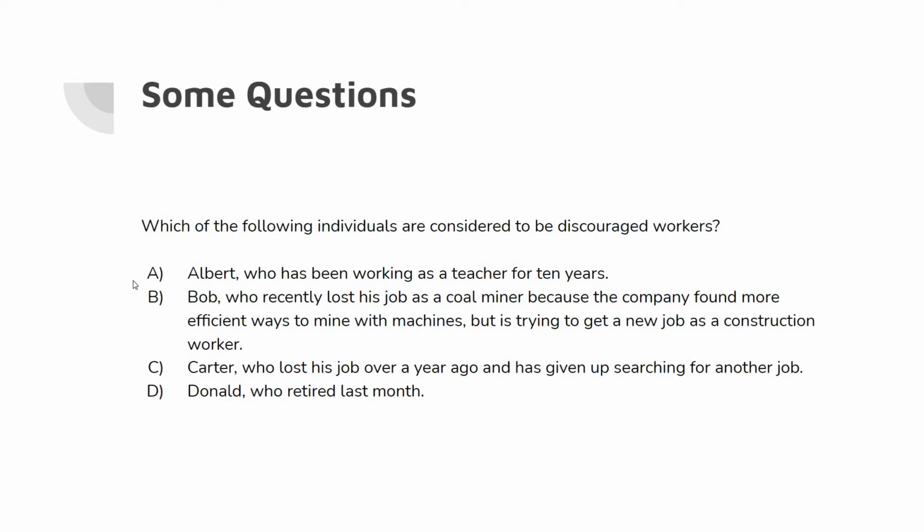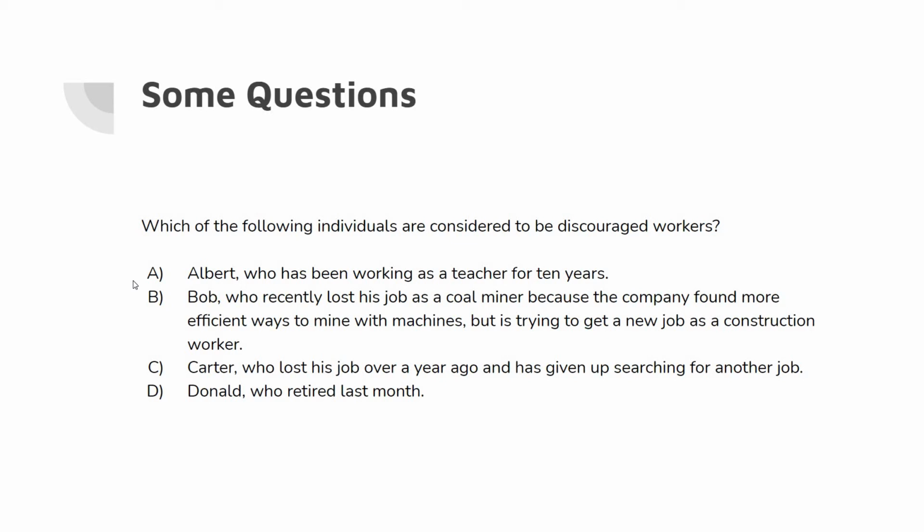We have some questions. So we have, which of the following individuals are considered to be discouraged workers? So we have Albert, who has been working as a teacher for 10 years. Well, it sounds like Albert is still employed, so he is not discouraged. We have Bob, who recently lost his job as a coal miner because the company has found more efficient ways to mine with machines, but is trying to get a new job as a construction worker. Bob sounds like he is unemployed because he lost his job, but is still actively seeking a new one, so he is not discouraged. Carter, who lost his job over a year ago and has given up searching for another job. It sounds like Carter is a discouraged worker because he is unemployed, but he is also not looking for another job, so he counts as a discouraged worker.